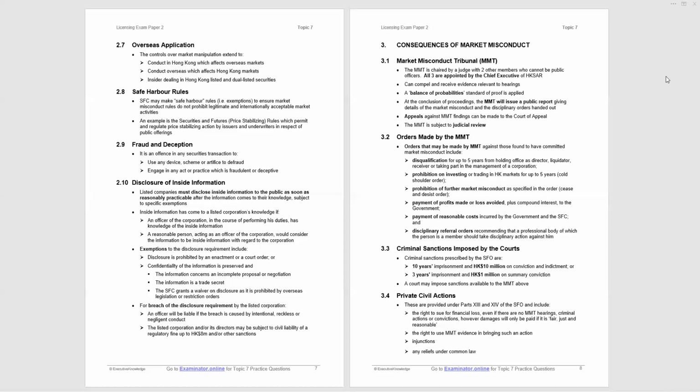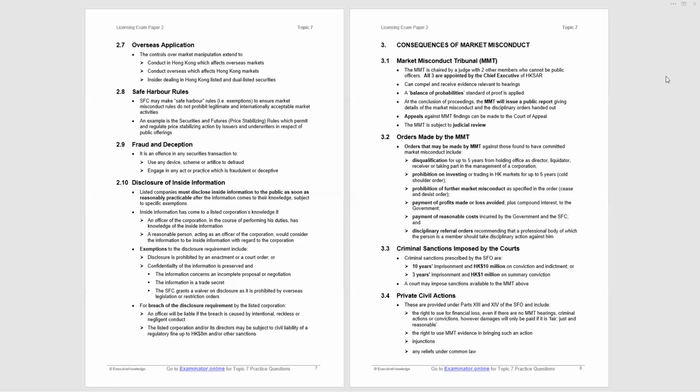Now that's the orders made by the Market Misconduct Tribunal under civil law. Under criminal law, the courts can hand down sentences of up to 10 years imprisonment, 10 million fine, or 3 years imprisonment, 1 million. The first one was on conviction and indictment, which is a judge and jury, a bigger case. And the second one, summary conviction, which tends to be a district judge or a magistrate making the judgment and handing down the sentence. Now, I touched upon private civil actions earlier, and there it is in section 3.4.